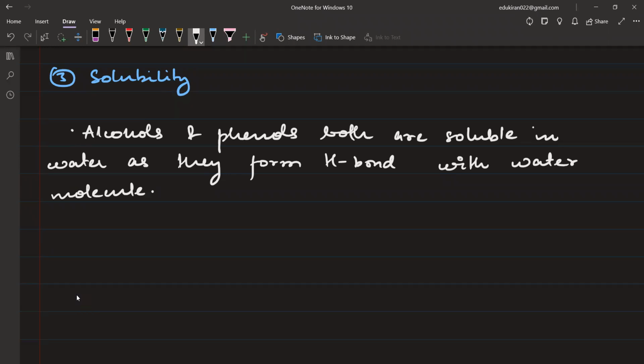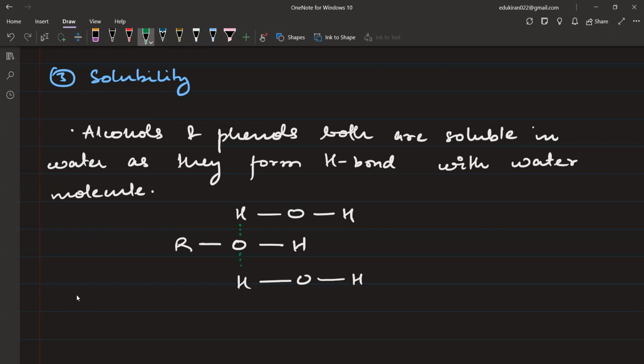Now you see here R-OH, and then we have H2O. H2O is HOH, right? So we'll have hydrogen bonding like this. Like this we are going to have hydrogen bonding.